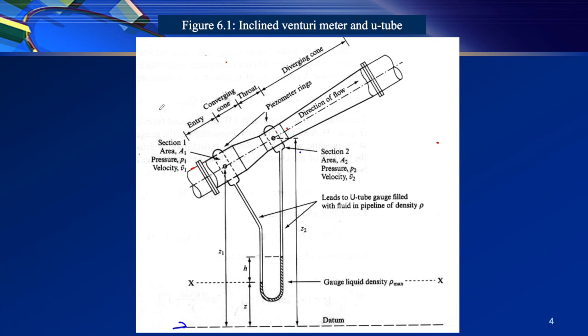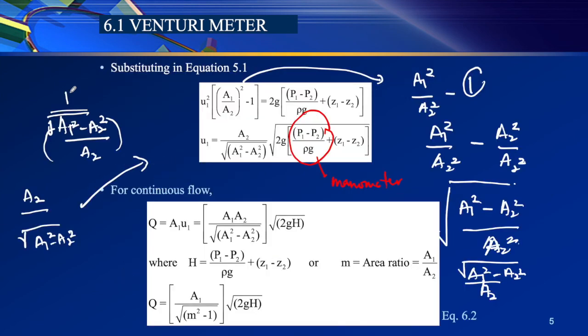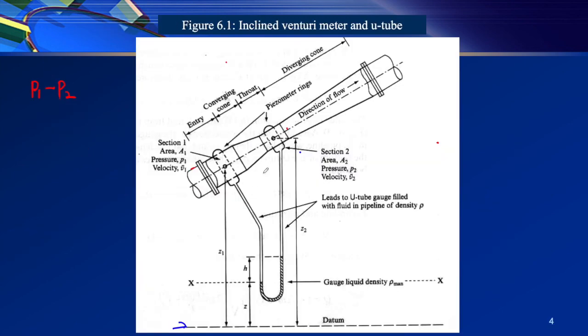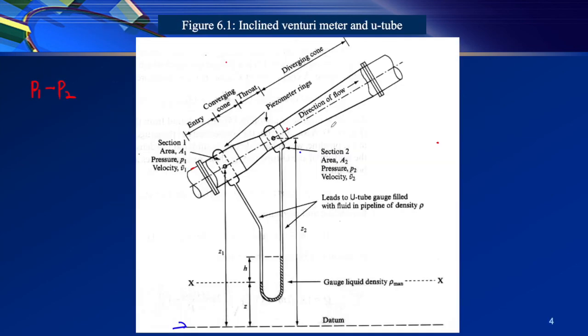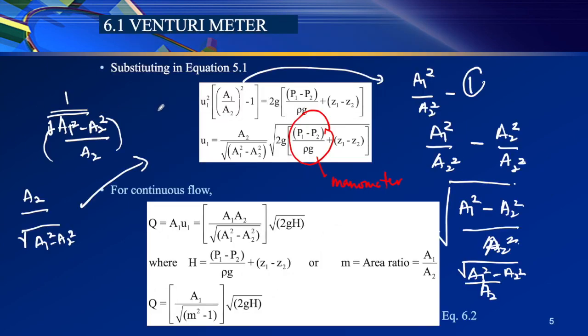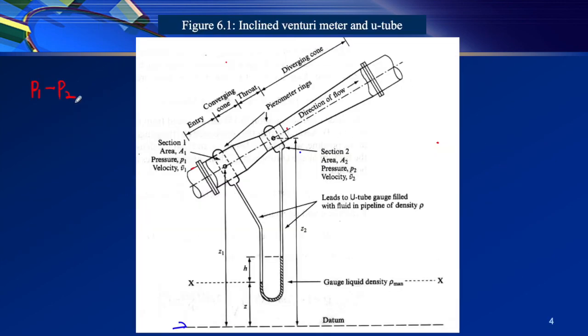Now, we want to find the pressure difference, P1 minus P2, because this arrangement is P1 minus P2. Based on your arrangement, if you try to find U2, then the arrangement will be different, maybe P2 minus P1. Therefore, you have to follow P2 minus P1. Now, my arrangement to find U1 is P1 minus P2, therefore I have to arrange P1 minus P2. So now this point is 1 and this point is 2.